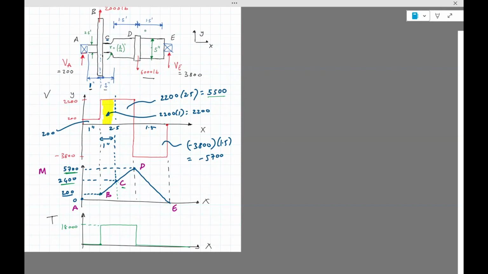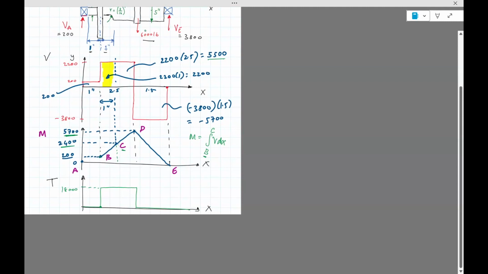Because it's basically this formula. It's M equals integral V dx. And the limits here would be B to C. So the area from C minus B, but the area under till B is 200. So you have to add that effectively. Sorry, maybe I should write it this way. Hold on.